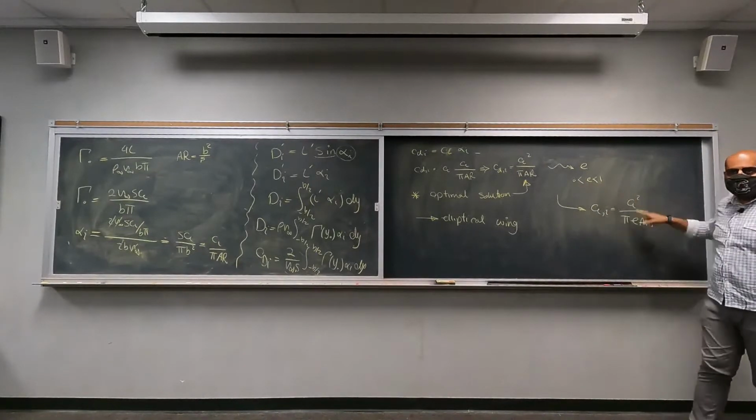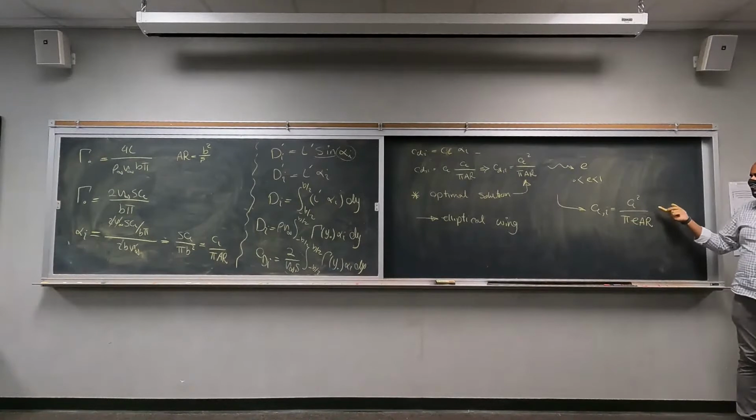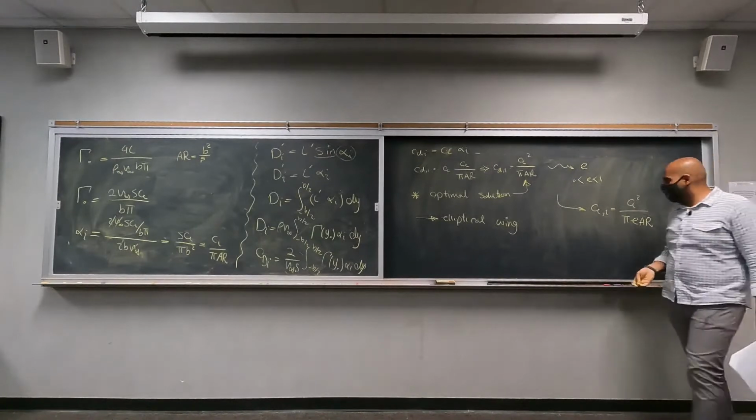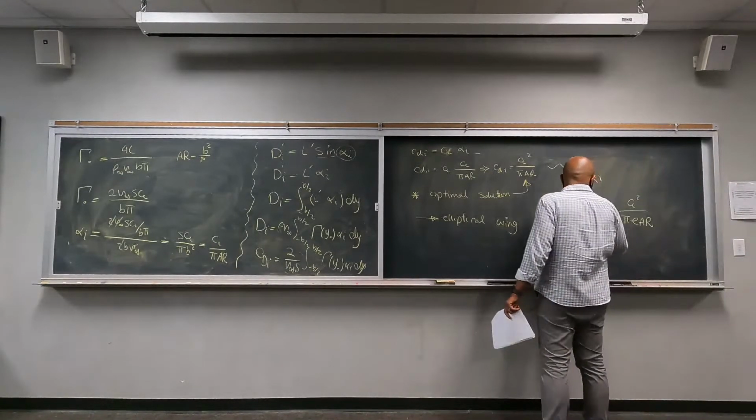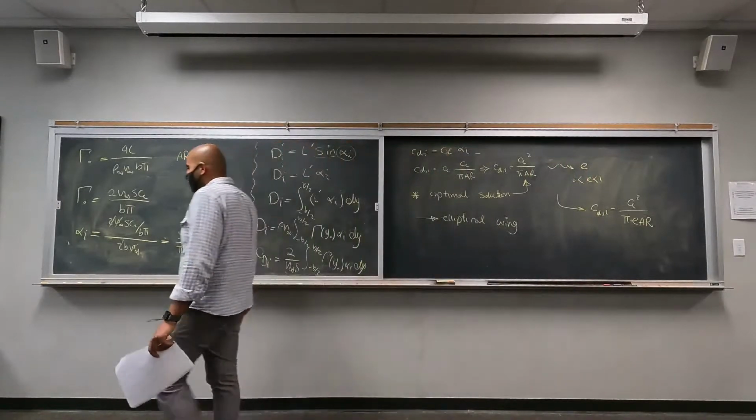What does this mean for induced drag? Since you are multiplying this whole thing by a number that is less than 1, this whole thing is going to increase, right? Which means that your induced drag, this is CD I, just to make sure, is going to increase.